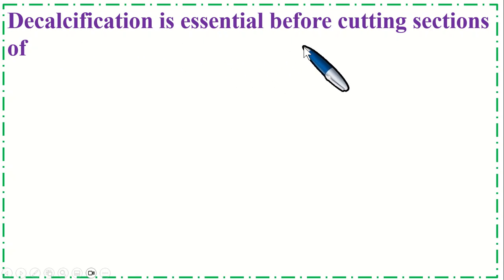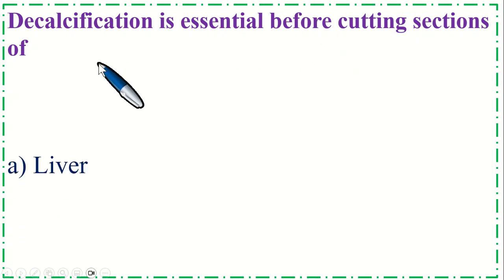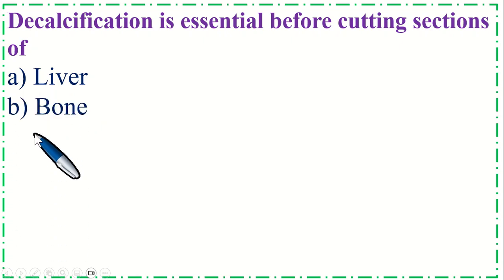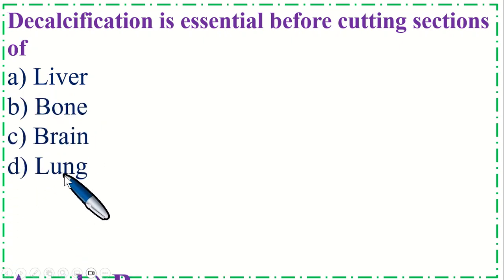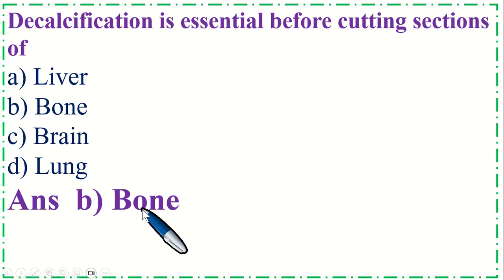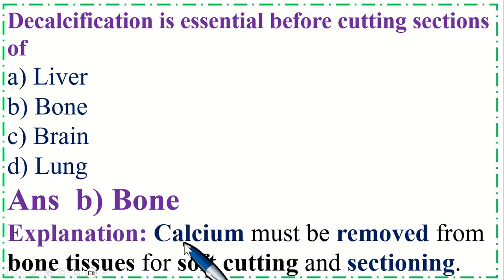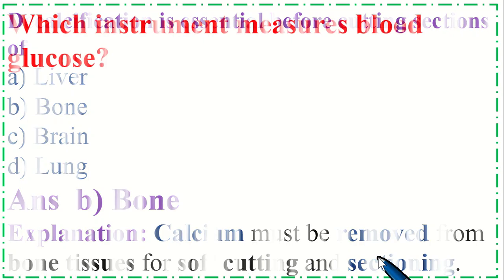Decalcification is essential before cutting sections of option A liver, B bone, C brain, and option D lungs. So the correct option is B, bone. Explanation: calcium must be removed from bone tissue for soft cutting and sectioning.